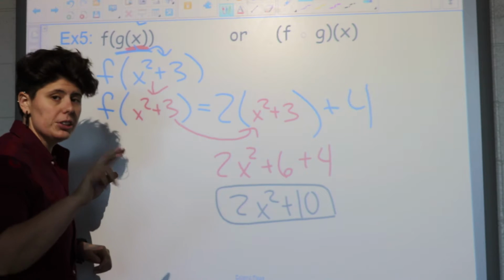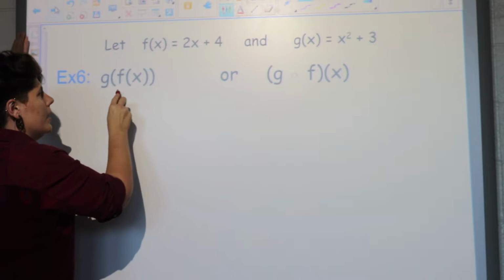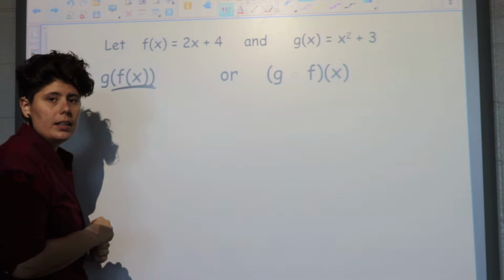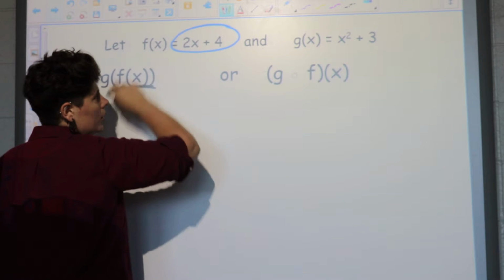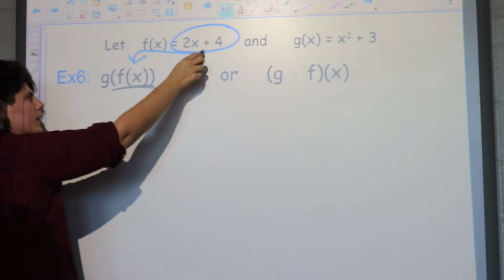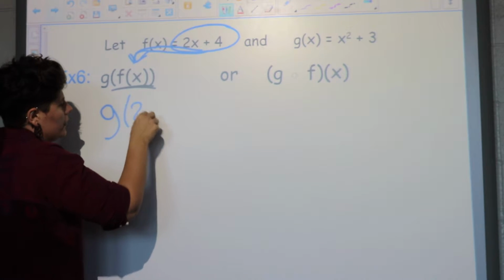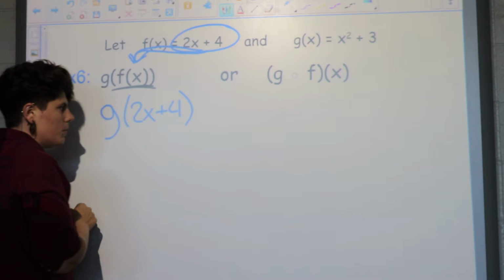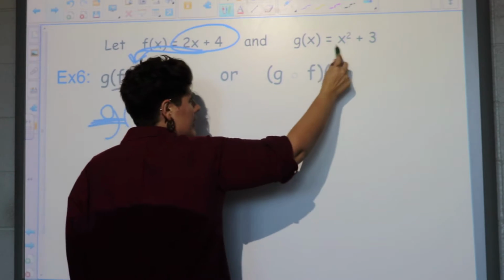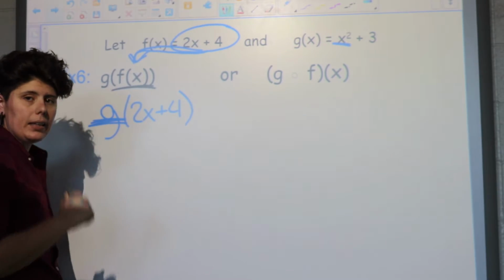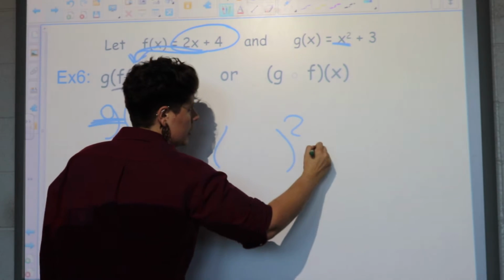Now, number 5 and number 6 are related but different because on number 6, this time, f of x is on the inside. And I know that f of x equals 2x plus 4, so I can go ahead and replace f of x with 2x plus 4, which means I'm finding g of 2x plus 4. Which means I'm working with my g function, and anywhere I see an x in my g function, I'm going to leave a blank. So I have g of something equals something squared plus 3.